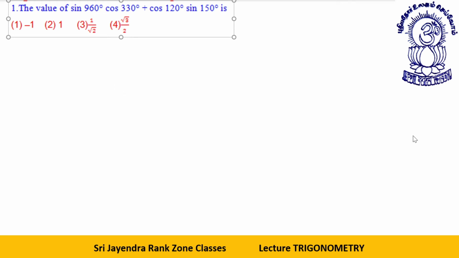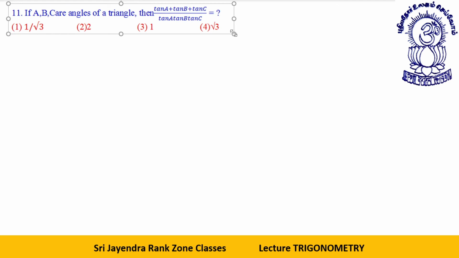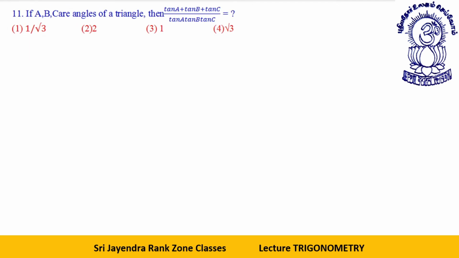The next question we have is a very good question with very good solutions, I promise you. A, B, C are angles of a triangle, then (tan A plus tan B plus tan C) upon (tan A, tan B, tan C) is the best approach. You have to find tan A plus tan B plus tan C upon tan A, tan B, tan C.